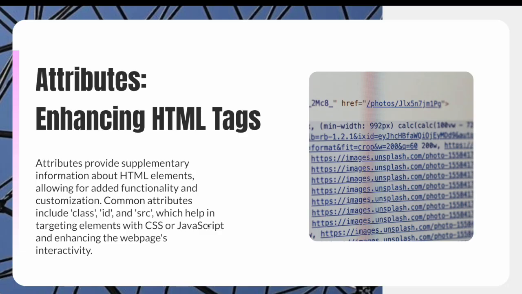href tells a link where to go. src tells an image where to load from. And alt describes that image for accessibility. Examples in plain English you can think of are a link with an address, an image with a source and description, or a button with a unique ID and reusable class. In short, tags define what something is, while attributes define how it behaves, looks, or is identified.